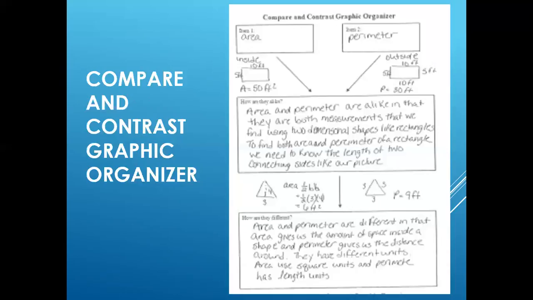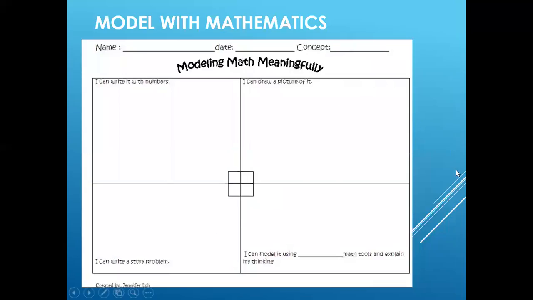So here's a compare and contrast graphic organizer. It kind of looks a little bit smeary here, but we had the area and perimeter. Then they have to tell how they are alike in that middle rectangle, and also how they are different. If you notice, they also give examples, with the arrows coming down, to show and justify some of their work and thinking. This is modeling math meaningfully. This is just another strategy that you can do with any topic really of your choosing.